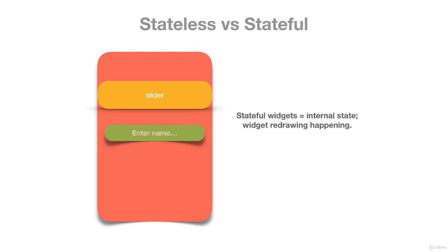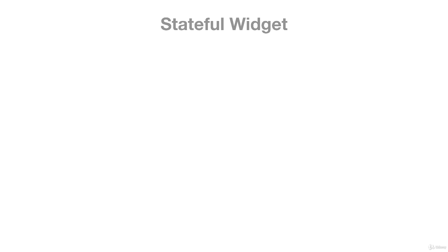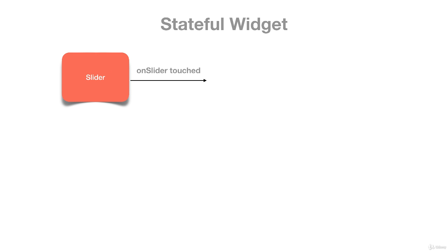So a stateful widget saves internal state, which means there is a process of redrawing those widgets. The way a stateful widget works is very simple. Take the example of a slider. When we slide left or right on the slider touch, that is the event, and internally a set state method or function is called. What this does is allow us to change the values of the slider.